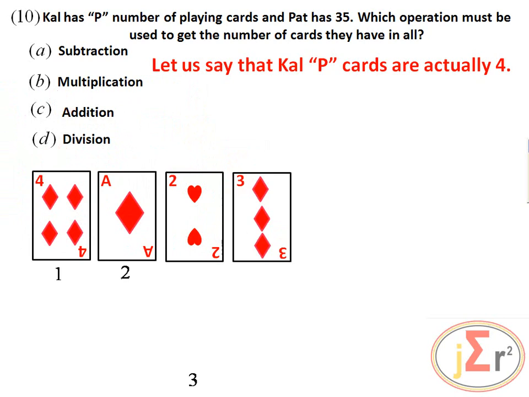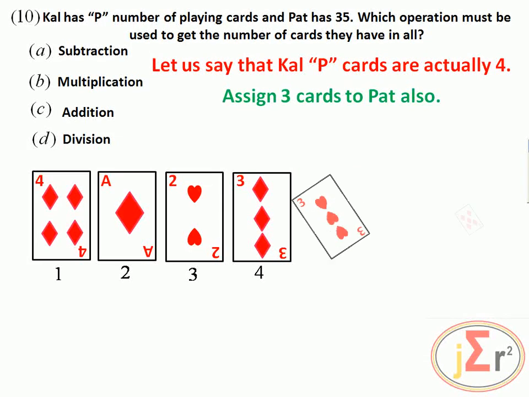There we have them, hearts and diamonds. Heart without diamond is wrong. So we will assign 3 cards to Pat also. So let us say Carl's P cards are actually 4 cards. And let us assign 3 cards to Pat. There we have them.